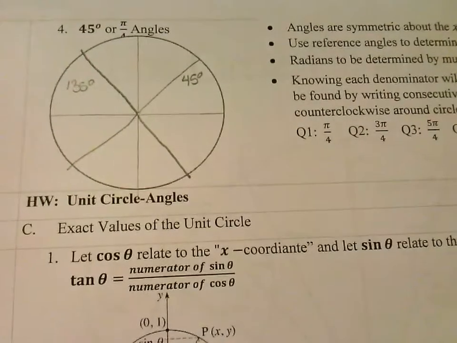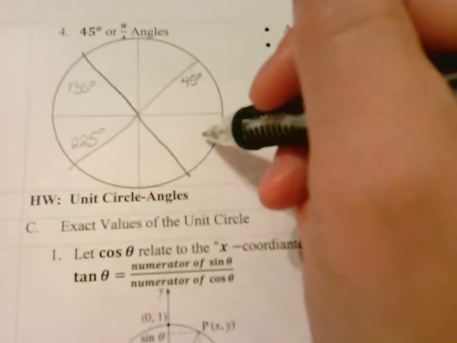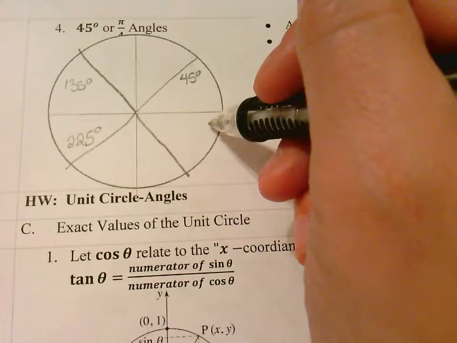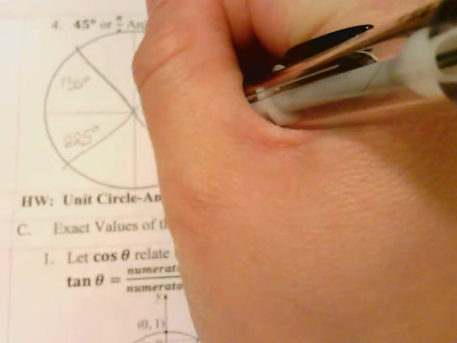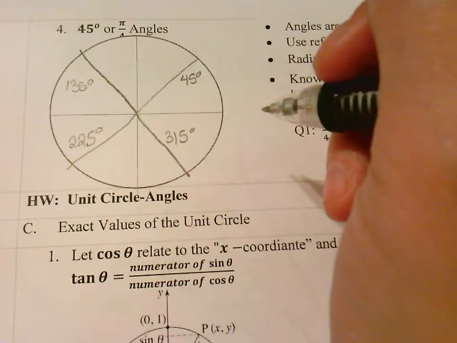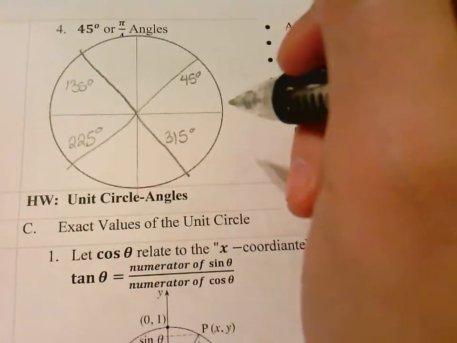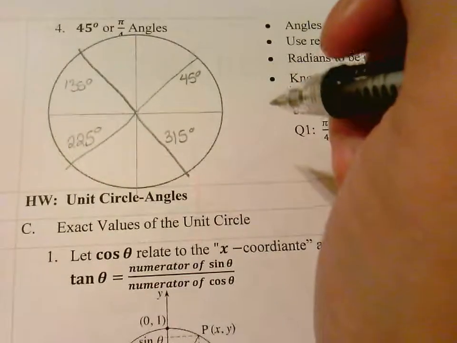Okay. Over here, that's going to be 180 plus 45, which is going to be 225. And over here, that's going to be 360 minus 45, which is going to be 315. So 45s, think of 4. All the 45s are going to be pi over 4. So you've got pi over 4, pi over 4, pi over 4, and pi over 4.